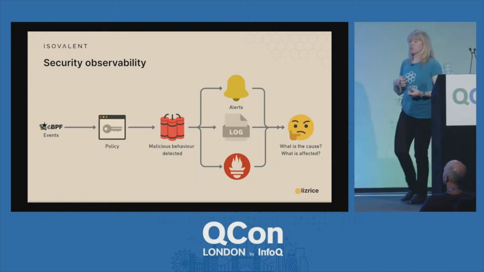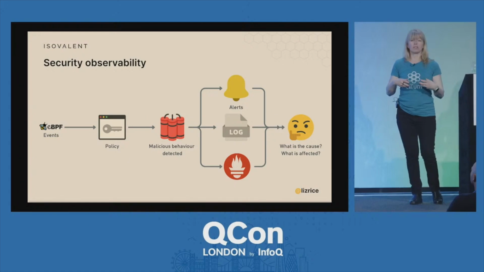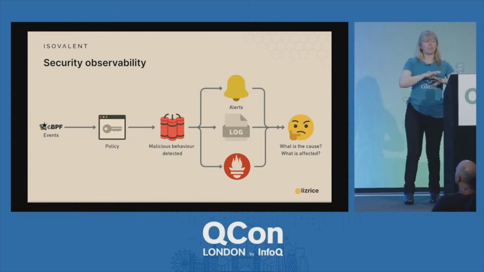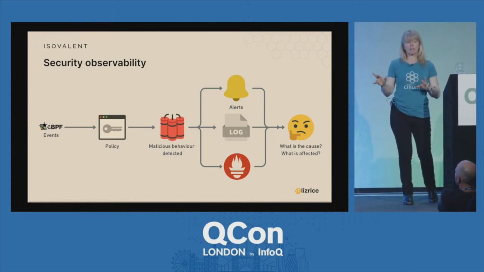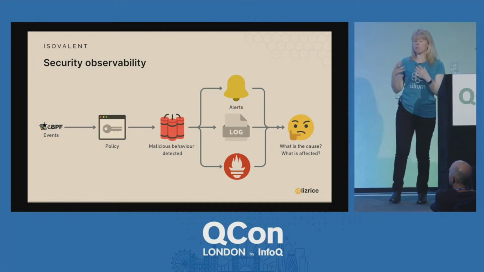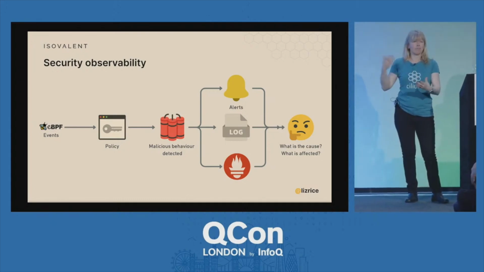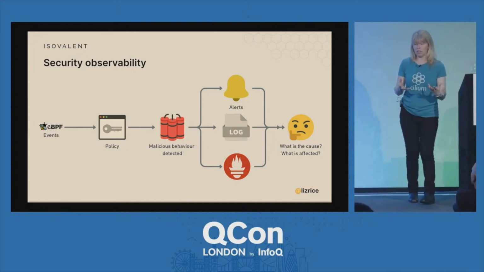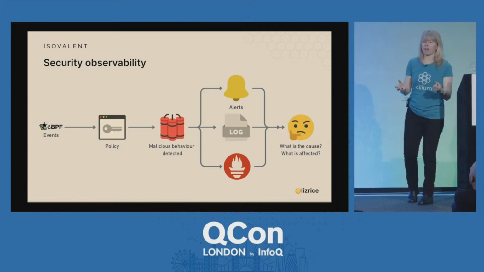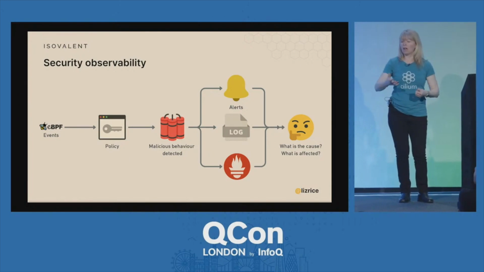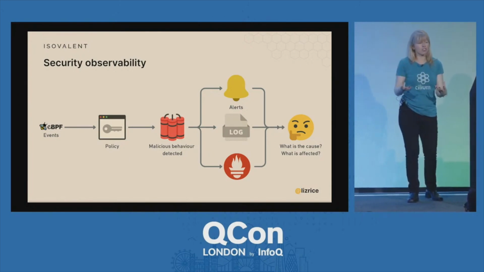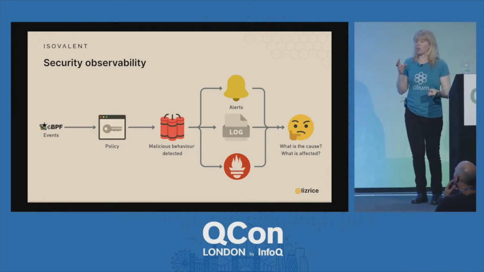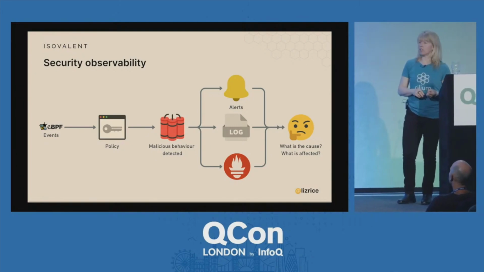So if we think about the difference between just observing events and security observability, the difference is that we have a policy. So we might use eBPF to spot a set of events, and then we need to compare those events against a policy to decide whether or not they're legitimate or suspicious. And then if we think it looks suspicious or malicious, we do something with that event. We might log it, we might send an alert, we might have some kind of metrics, we might want a user or an operator to come along and look at those events and go, why is this malicious activity happening?